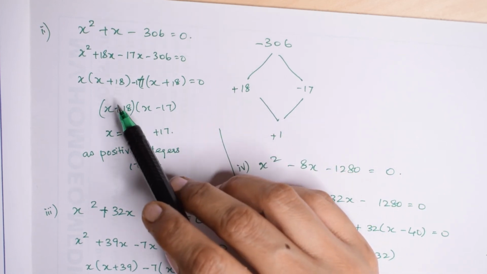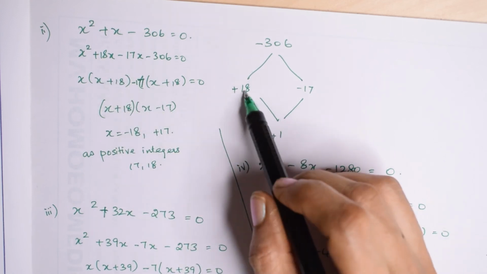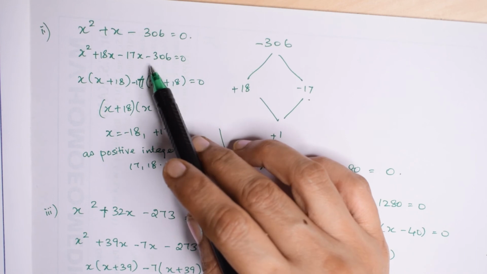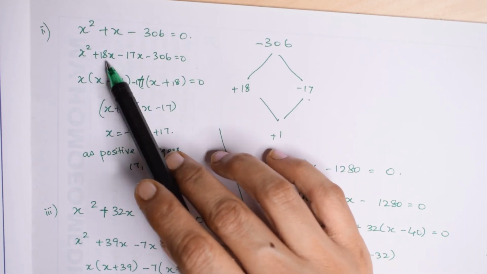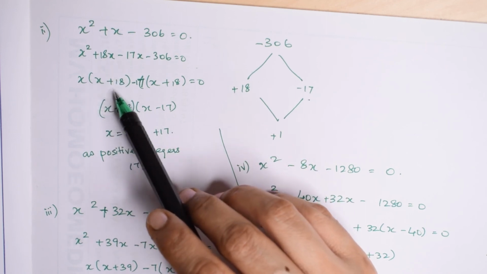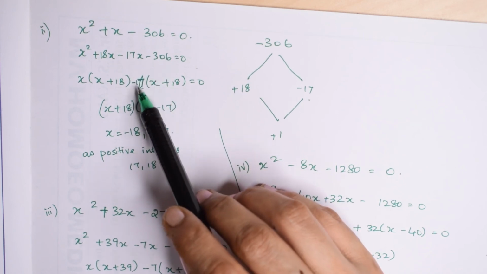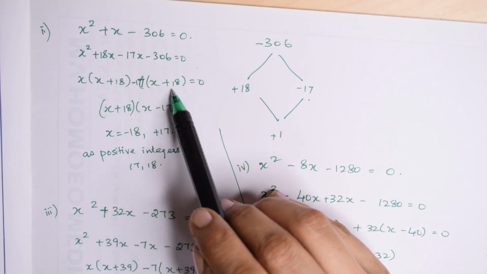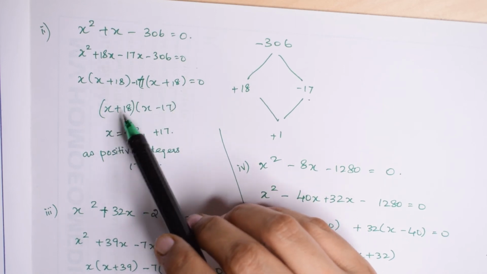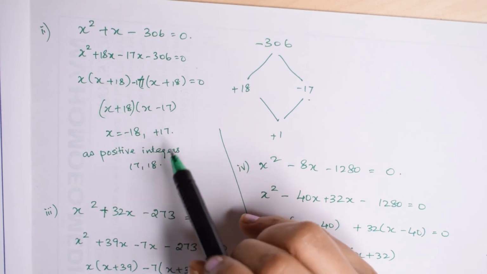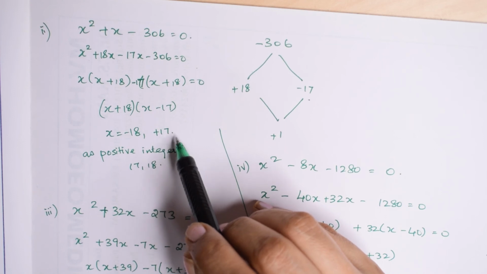So when I substitute it, I make it x square plus 18x minus 17x minus 306 is equal to 0. The common term for the first two terms is x, so I am taking x outside, and the remaining becomes x plus 18. Here I am taking minus 17 outside, and the remainder is x plus 18 in the bracket. The common bracket is x plus 18. I am taking it out, and the remaining is x minus 17. So x has two values, minus 18 and plus 17. But they said it's two positive integers, right?